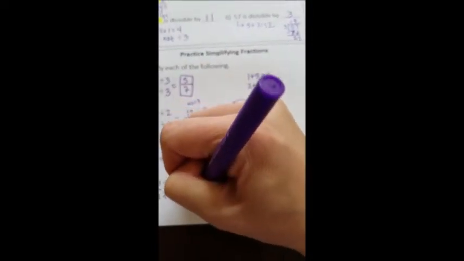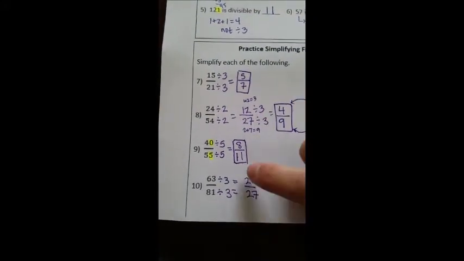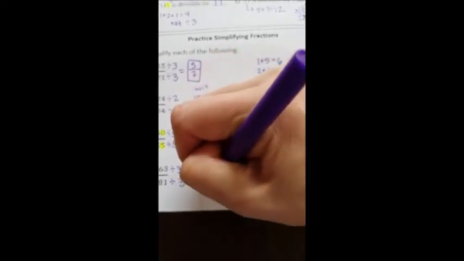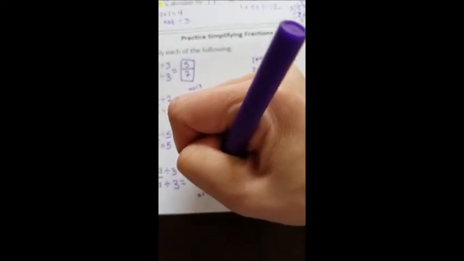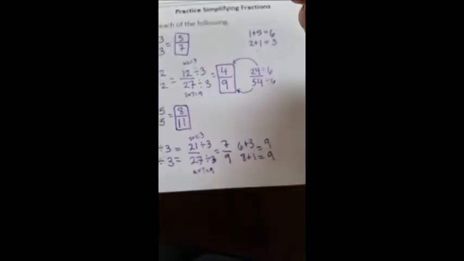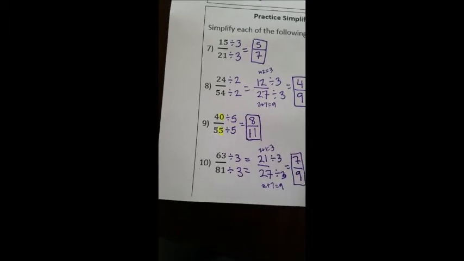And if you use your calculator, you should get 21 over 27. Now on this one, once again, like number 8, if you add these numbers together, 2 plus 1, you get 3. 2 plus 7, you get 9. So those are both numbers that are divisible by 3. So that means we have to keep going on this one. You'll get 7 over 9. And that means because we had 2 steps, there was a bigger number that we could have divided by.